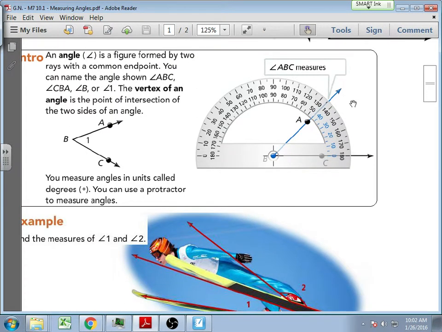So hey, make sure you fill this in. ABC measures 45. Make sure you fill that in. And degrees. It's not an angle if it doesn't have degrees.